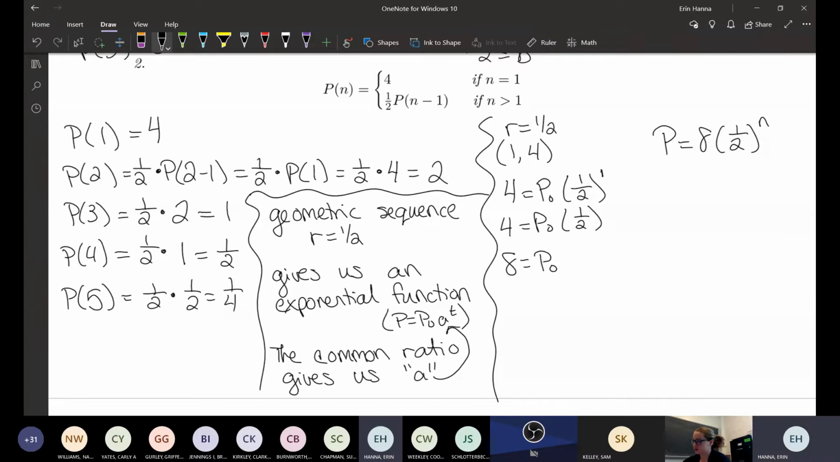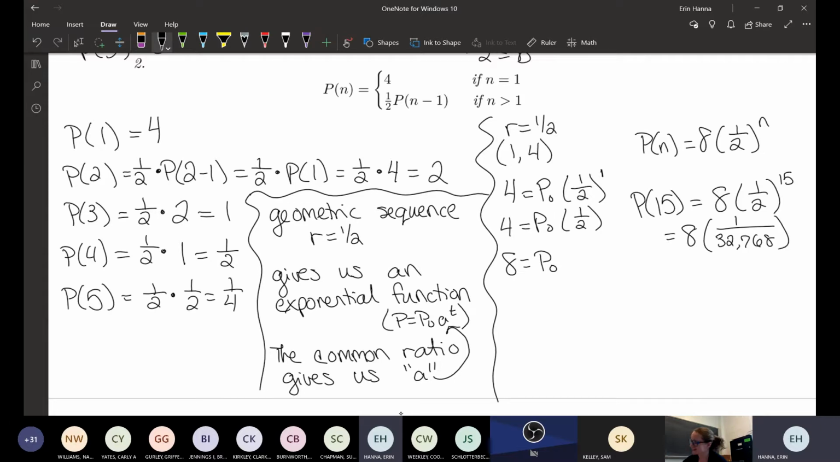So then maybe I should write it as P of n. We're asked to find our guess for the 15th term. So this would be 8 times 1 over 32,768.